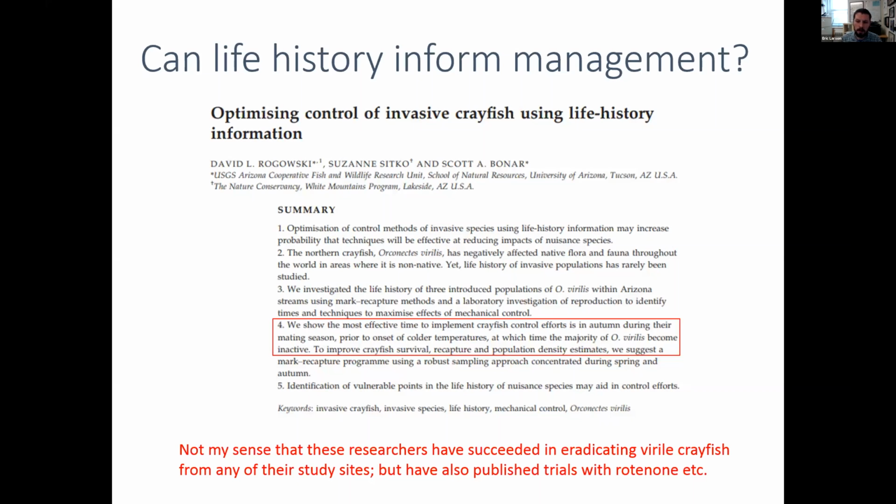They did mark-recapture work and backpack electrofishing for removals, and they proposed that removal in autumn, when crayfish had molted over to being reproductively active but were still easy to catch before stream temperatures had gotten colder, was the best time to try to control virile crayfish populations. My sense is that they haven't succeeded in eradicating virile crayfish in any of their study sites, but this makes sense for the life history of this species in their system, in terms of using life history information to inform the timing of an eradication effort.